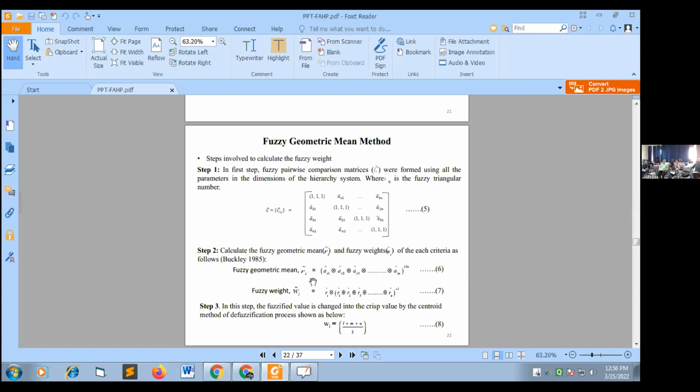So calculate the fuzzy geometric mean, the fuzzy weights for each criterion, as this fuzzy geometric mean. The formula is, for each i, Ai1, Ai2, Ai3, up to Ain, to the power 1 by n. And fuzzy weights are calculated by ri, the geometric mean, multiplied.